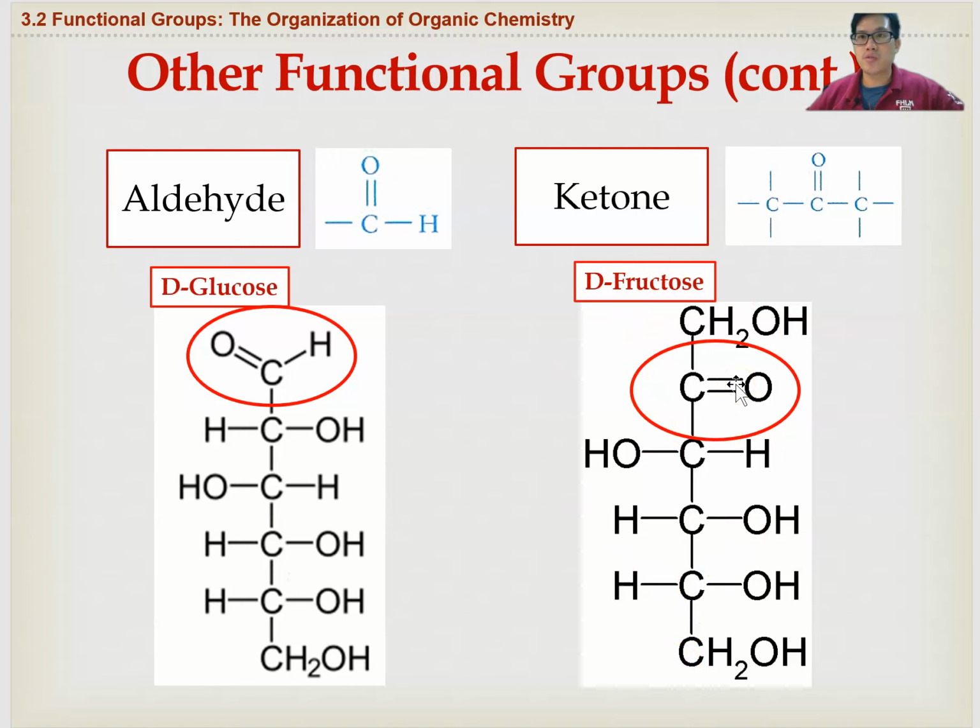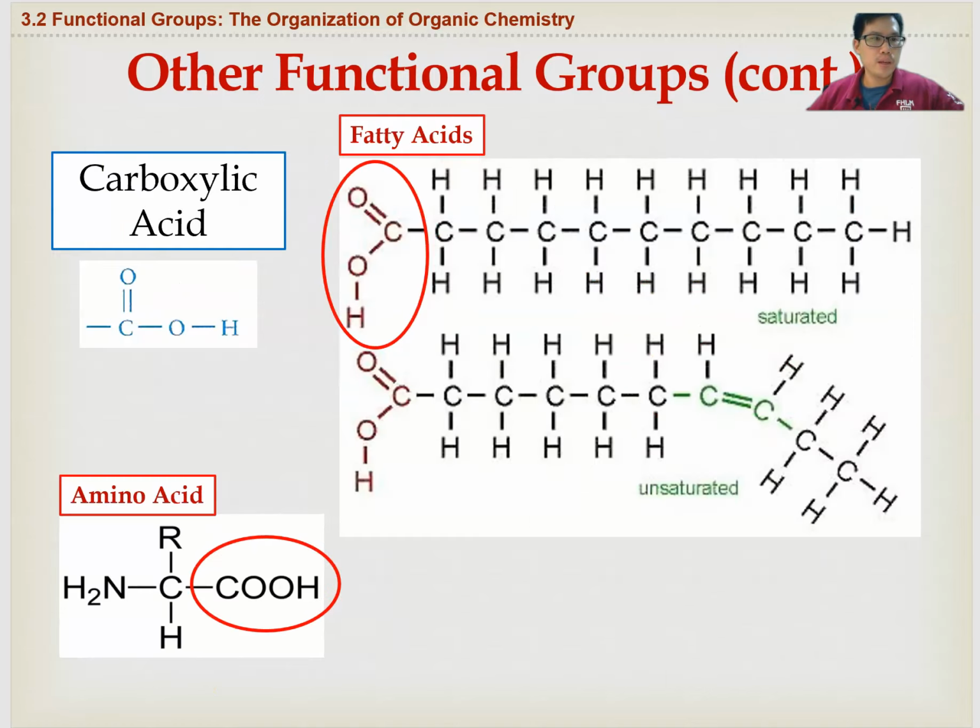Then you see over here carboxylic acid. Very frequently you can see it from the fatty acid. Fatty acid is one of the components of oil and fat. Then amino acid, you can see it also has the carboxylic acid group over here. So you can see that all these functional groups are part of the main structure of the food components: the protein, carbohydrate, and lipids.